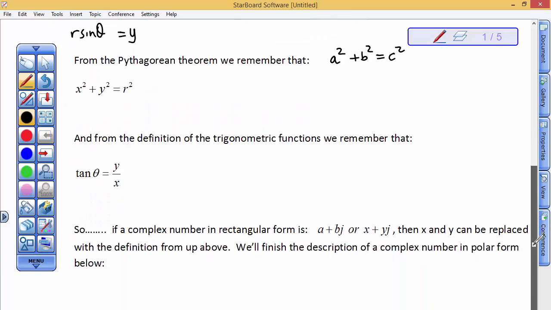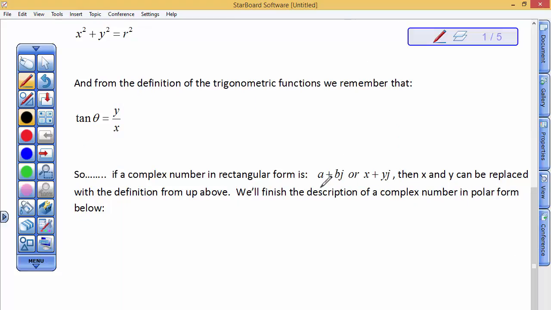So if a complex number in rectangular form is a plus b times j, or x plus y times j, then x up above there just a minute ago we said was r times the cosine of theta, and y was r times the sine of theta. There was a j here, don't forget. So what we have then is r cosine theta plus, and I'm going to put the j in front, I'll tell you why in a minute, j times r times the sine of theta.